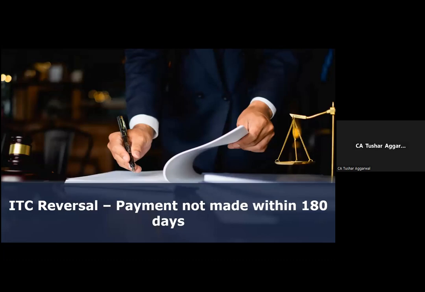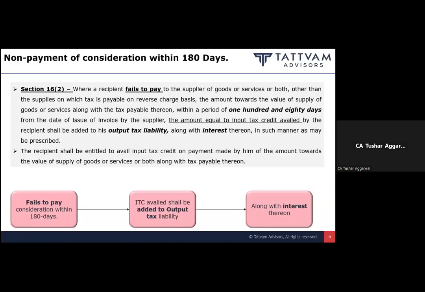Moving on to the next set of very important issues being faced by the industry, even during departmental audit or during any investigation. One of the most common points government officials raise: if you have not made payment within 180 days, please reverse the credit. And if you have not reversed the credit, and if you have made the payment later on, please pay the interest. They keep on demanding interest from the first day of availment of credit. So this is one of the burning issues being faced by almost all taxpayers. Let's see what the legal remedy is for such kinds of issues which we are facing.